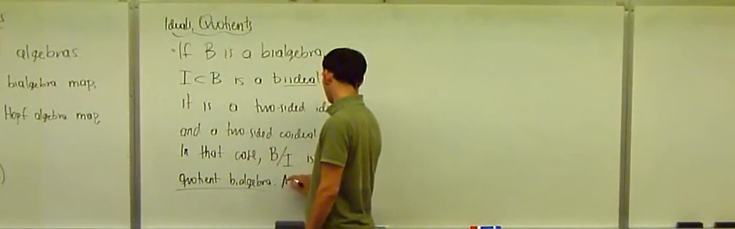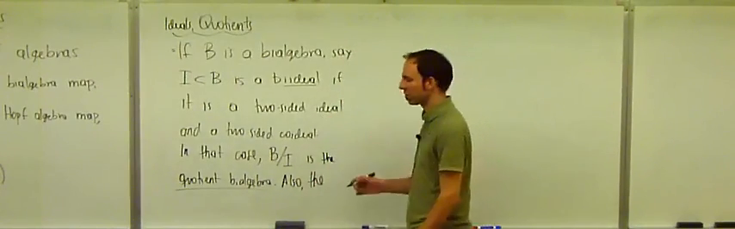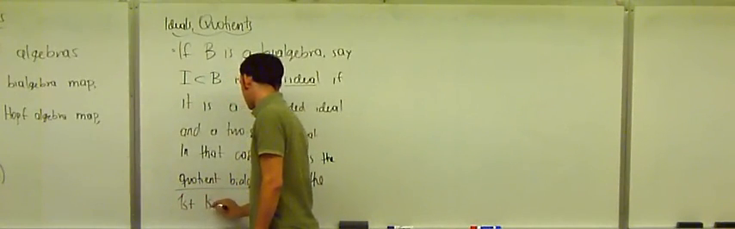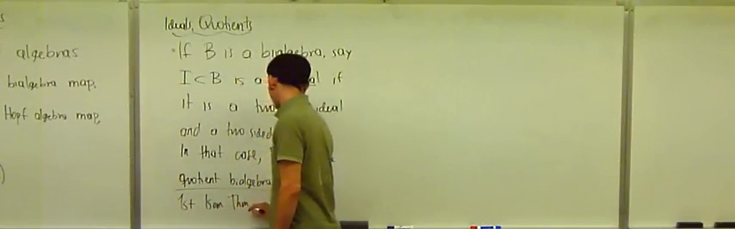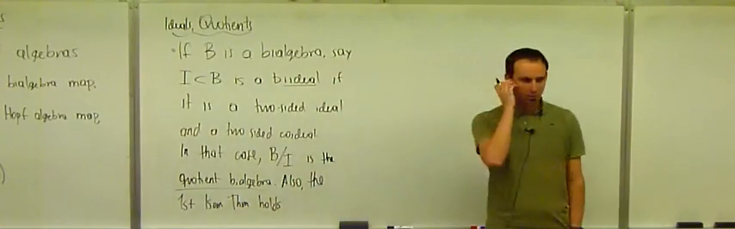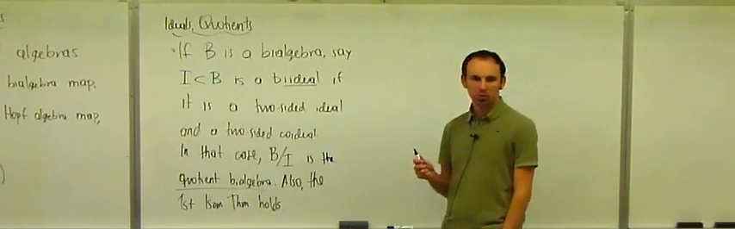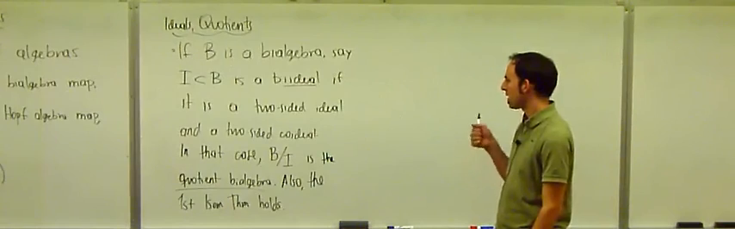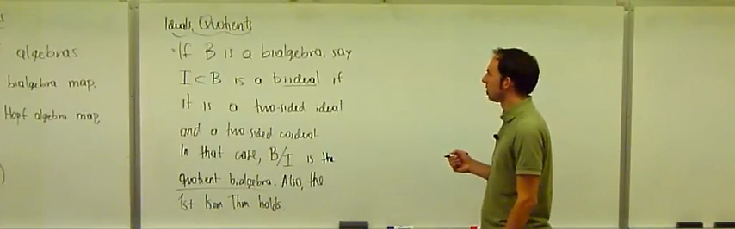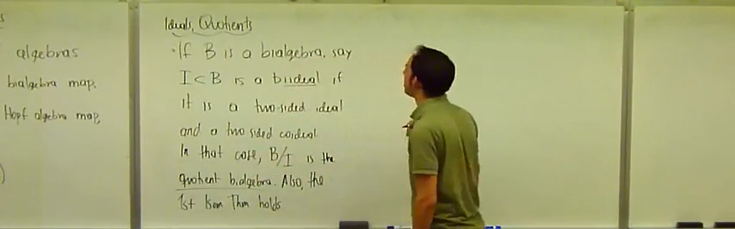And naturally, you can imagine that the first isomorphism theorem is going to hold here also. So the image of a map is equal to the domain modulo the kernel. They're isomorphic as bialgebras. All right. So that's for bialgebras.